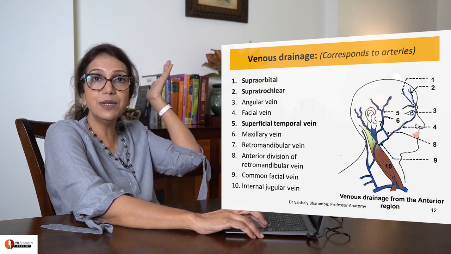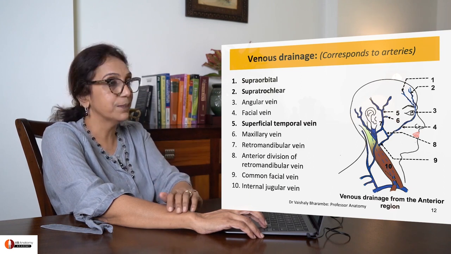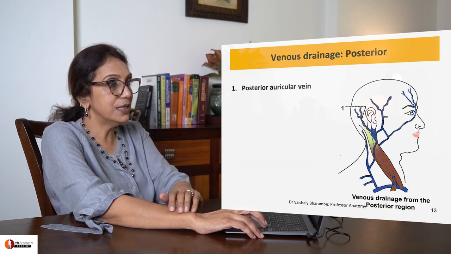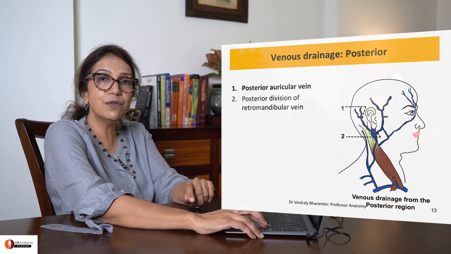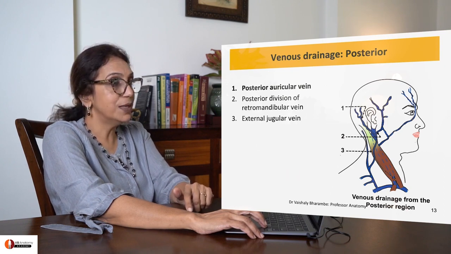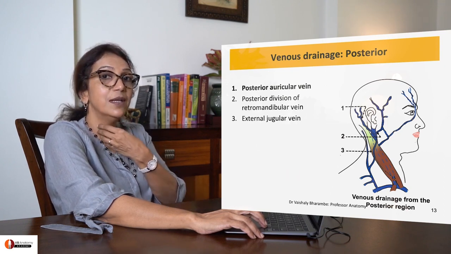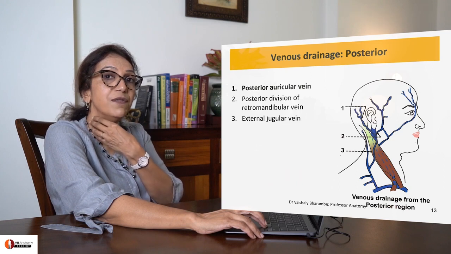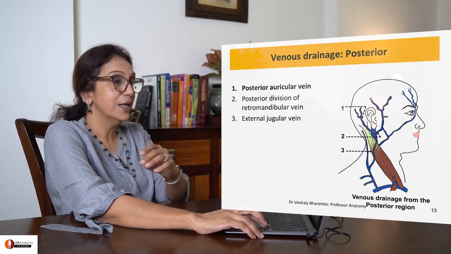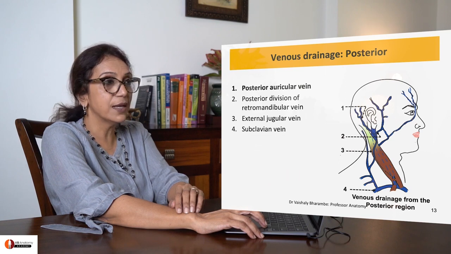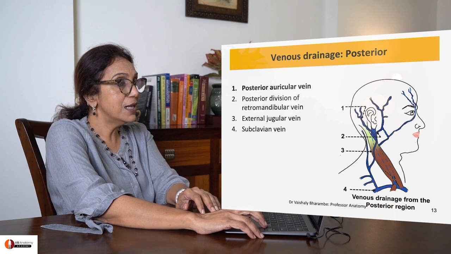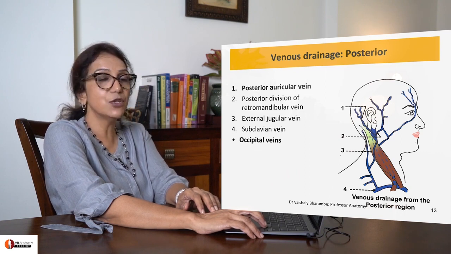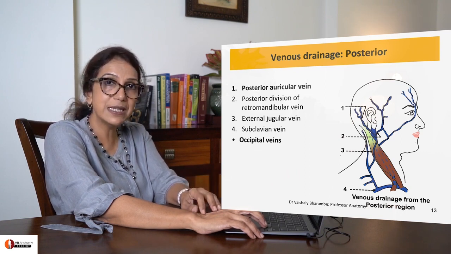Let's go to the back. How does the back get drained? Right. So here you are seeing the posterior auricular vein meeting with the posterior division of the retromandibular vein to form the external jugular vein. Remember the vein that crosses superficial to the sternocleidomastoid? It enters into the posterior triangle to finally drain into the subclavian vein. Okay. There's also an occipital vein which drains into the suboccipital venous plexus.